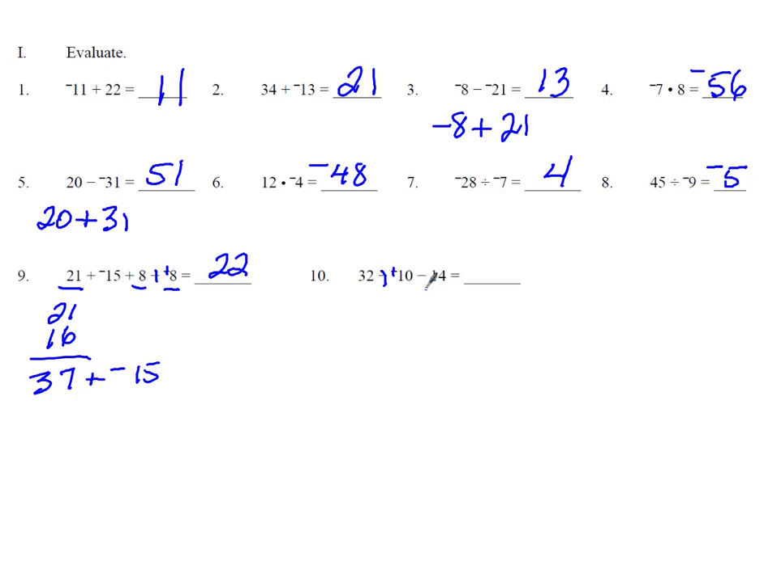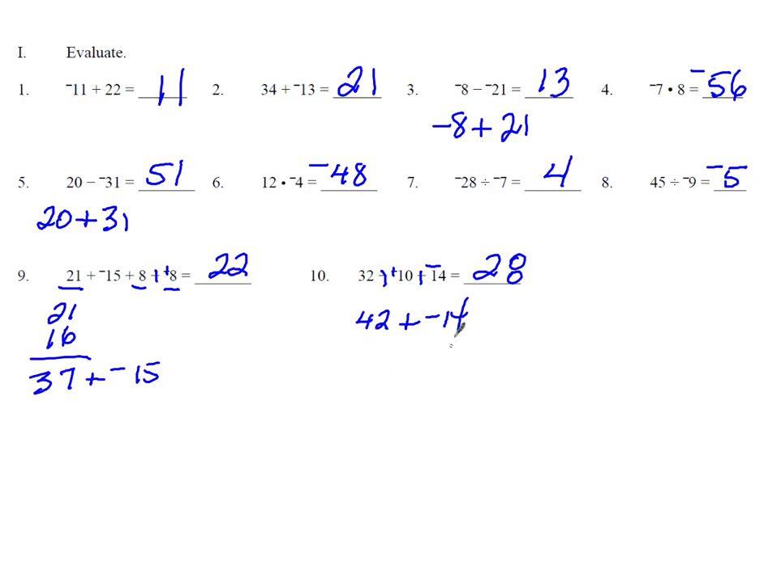Then I got another minus. So I'm going to change this minus to a plus, and the 14 to a negative 14. So now I can put all my positives together. So that's 32 and 10. So that's 42. And I've got plus negative 14. So my signs are different here, so I subtract, and I end up with 28. And it's positive because the 42 has more.